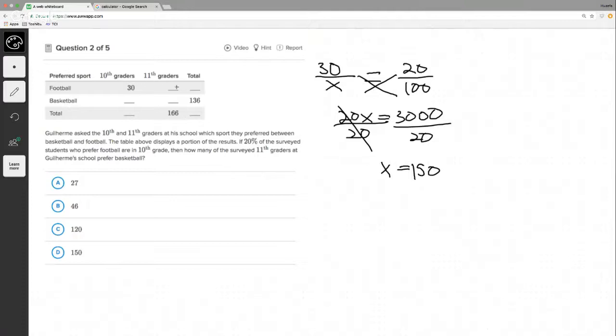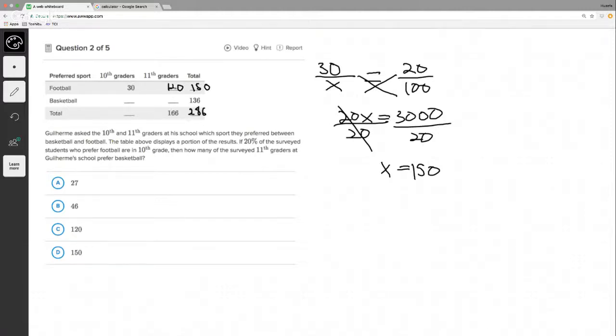That means there are 120 11th graders that like football, right? 20% of the surveyed students who prefer football are in 10th grade. With just one value, I believe we can start to fill in almost this entire table. This total becomes 150. This total becomes 286, right? I'm just adding this up.